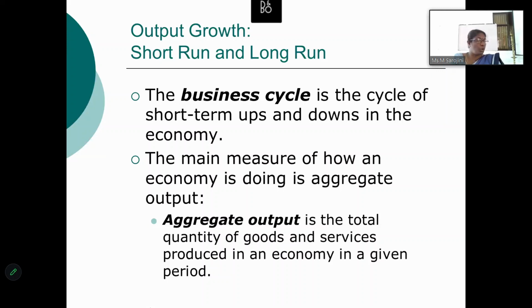This is also called GDP, gross domestic product. How much product the country or the economy can produce in a given period of time. If there is fluctuation in that output, we call it the business cycle. This business cycle reflects the output fluctuation, whether it increases or decreases, goes up or comes down.